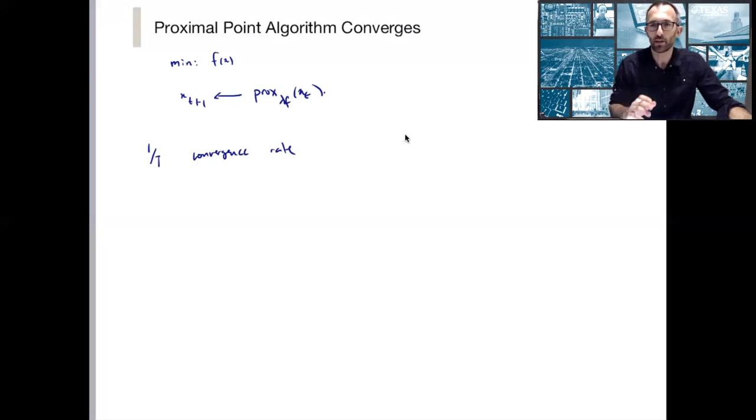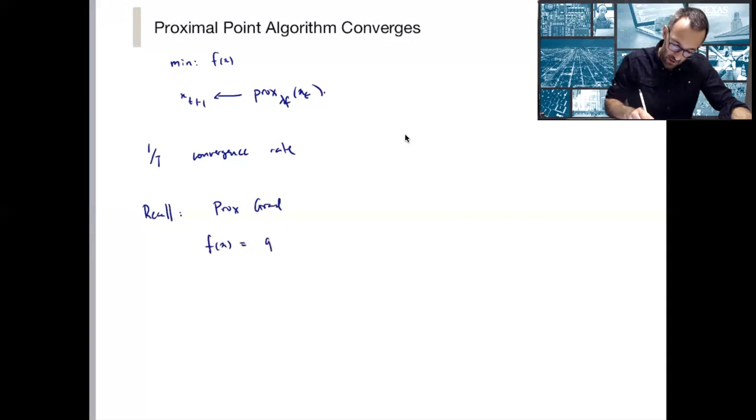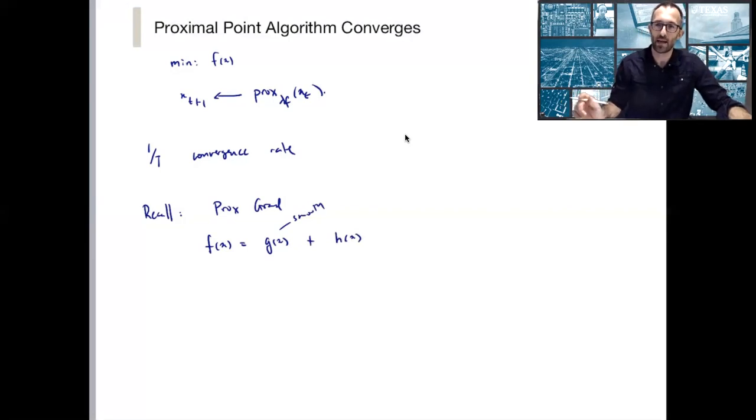What did we do when we did all our work on proximal gradient? For proximal gradient, where did we apply this? We applied this to the setting where f of x is equal to g of x, which is smooth, plus h of x, which is proximable, which means that it has an easy to evaluate prox operator, ideally, because we don't need that to define the algorithm. But that's exactly what we have in this case. So here we indeed have that f of x is equal to 0, which is smooth, plus f of x.